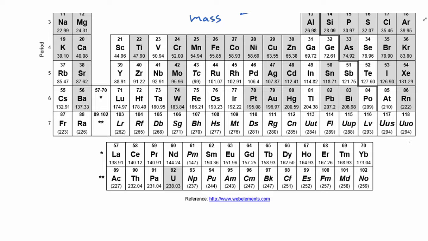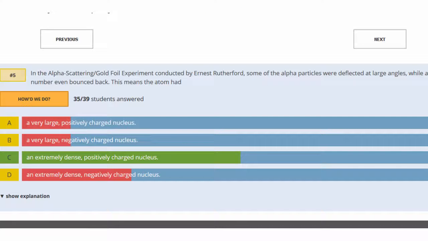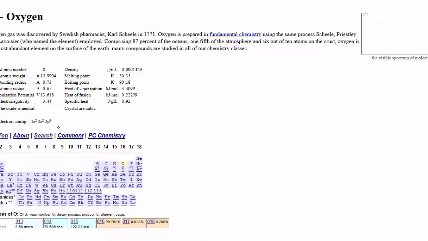Now for the rest of them, we need to find some source that would give us that information. And that source is going to be a periodic table that I have linked into the content portion of your D2L course.